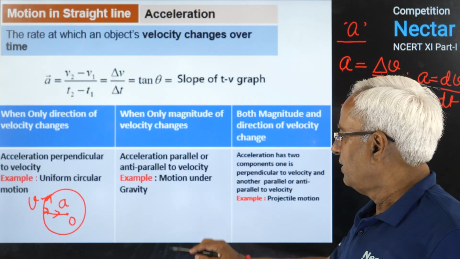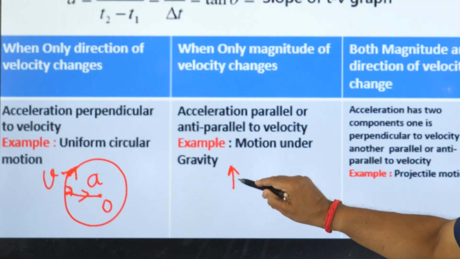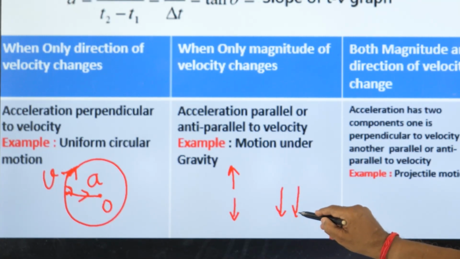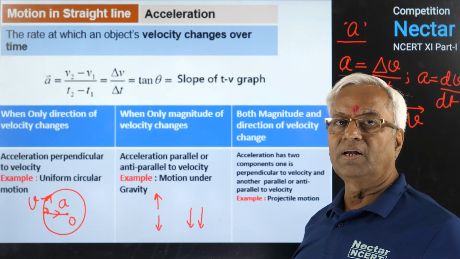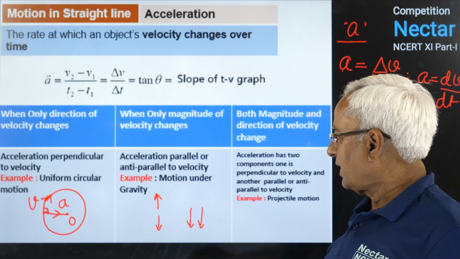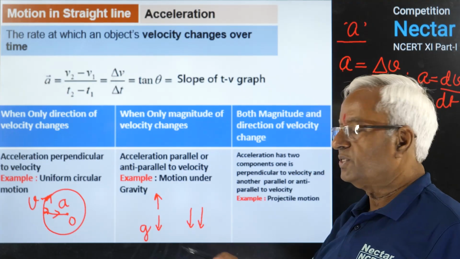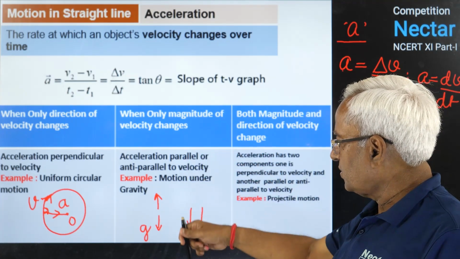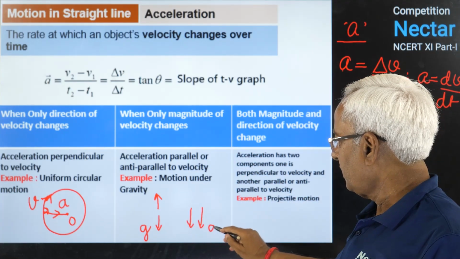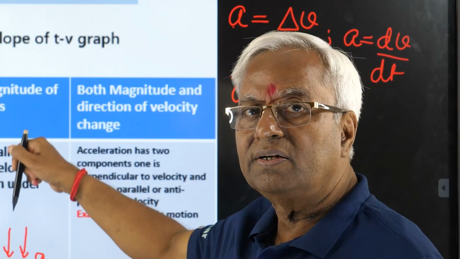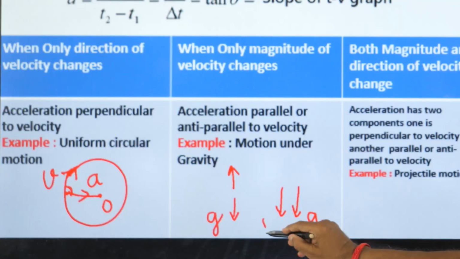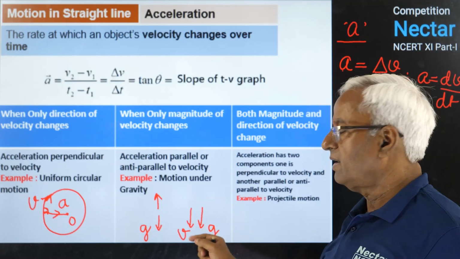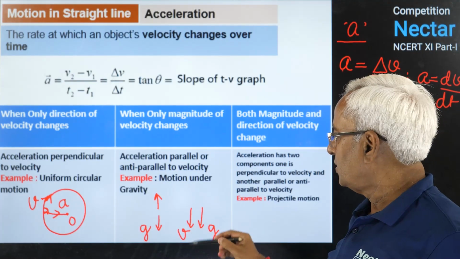The second example is very common in our practical life: motion under gravity. When the body is allowed to move under gravity, the acceleration, which we call acceleration due to gravity and represent by the letter G, always acts downward. If the body is falling down, its velocity will also be vertically downward. That means both are parallel. So what's the angle between them? It's 0 degrees.